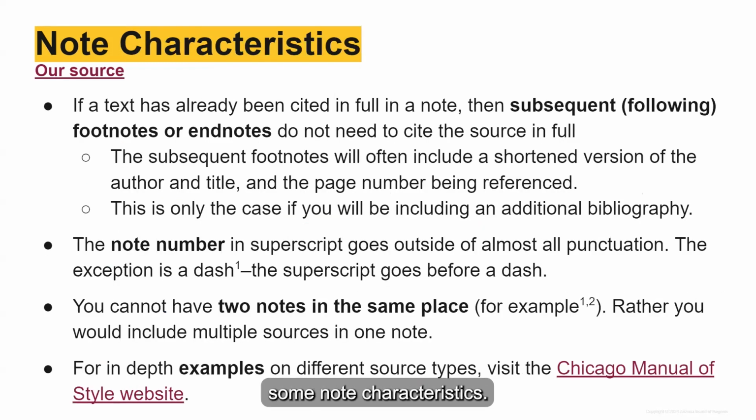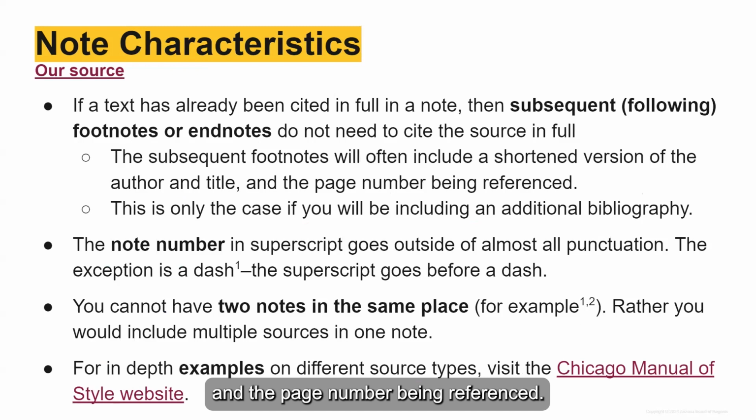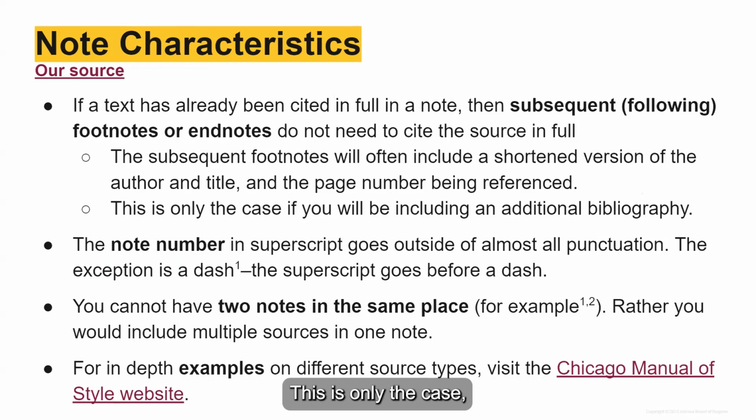Next, let's cover some note characteristics. If a text has already been cited in full in a note, then subsequent or following footnotes or endnotes do not have to cite that source in full again. The subsequent footnotes will often include a shortened version of the author and title and the page number being referenced. This is only the case if you will be including an additional bibliography. If your professor has not asked you to include an additional bibliography, then each footnote or endnote will need to have the full citation for the source being referenced.